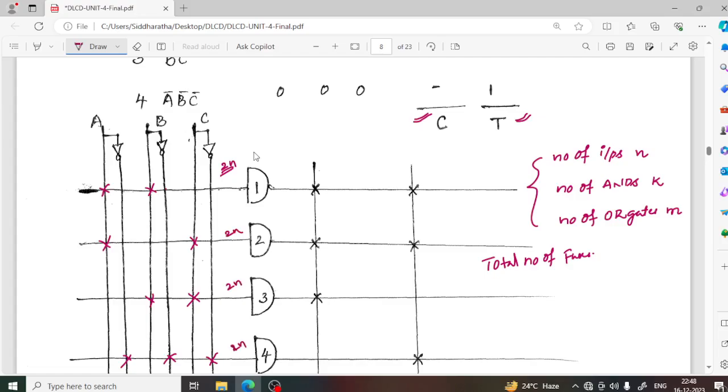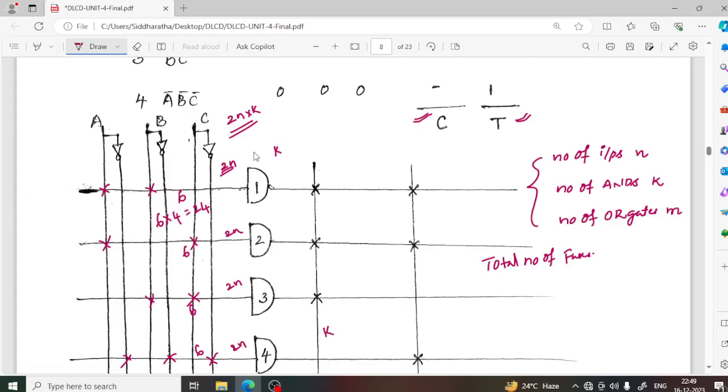Like this, how many AND gates do we have? K AND gates. So here how many fuses are there? 2n into k. If you observe, here total how many fuses? 6, here 6, here 6, right? Total 4 AND gates. So in this, how many fuses are there? 6 into 4, 24 fuses are there. In generalized form, how can you represent the total number of fuses at the array of AND gates? 2n into k.